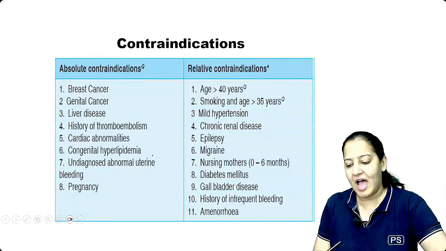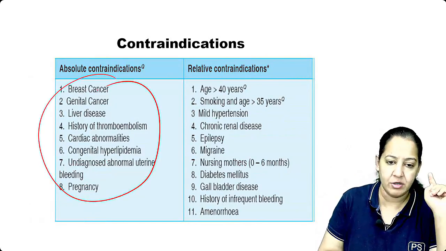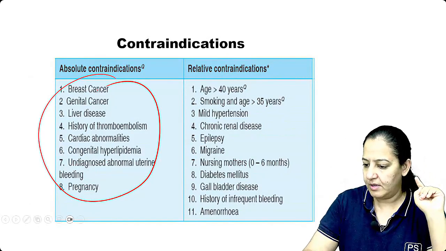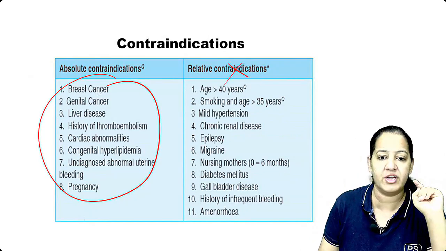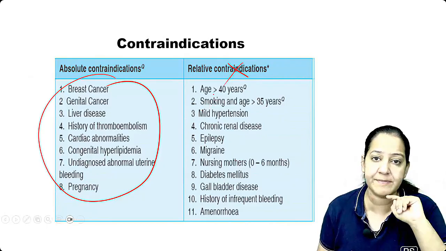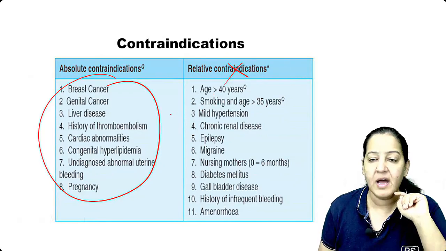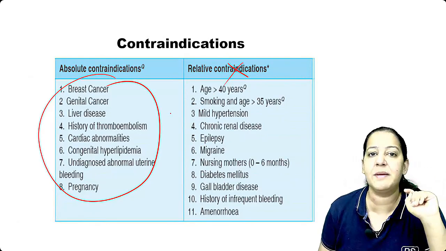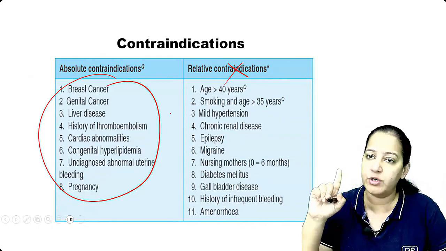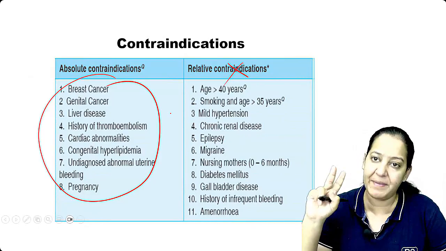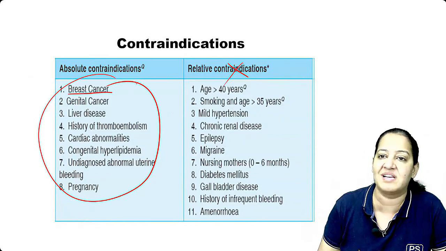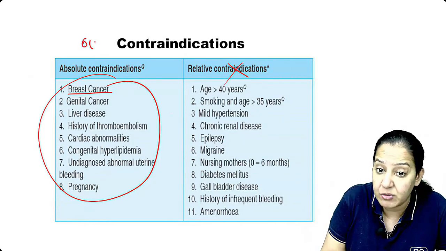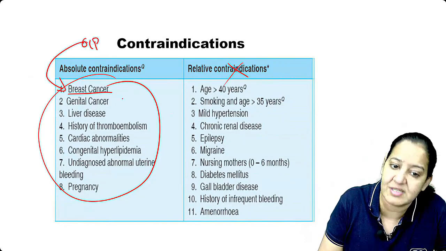Got it? Learn absolute contraindication. Don't learn relative. Just a second. Learn the absolute contraindication. There also I told you absolute contraindication of IUCD, if you remember: the female who is pregnant, don't insert IUCD; the female who is having PID, the female who is having cancer. Here also, the female who already has breast cancer. You cannot give OCP to such a female because OCP further increases the risk of breast cancer.